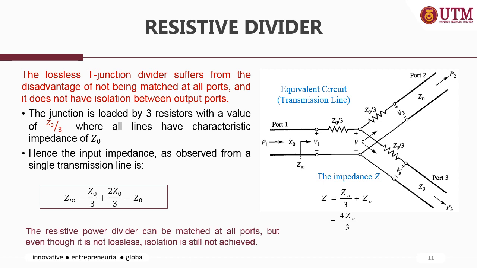Okay, as mentioned here, even the lossless T-junction divider suffers from the disadvantage of not being matched at all ports. So all ports cannot be matched simultaneously, and it does not provide isolation between the output ports, and it's difficult to achieve perfect isolation between the output ports as well. Therefore, the resistive power divider is introduced, in which the junction is loaded by three resistors with a value of Z0 over 3 each, where all lines have the characteristic impedance of Z0. Now the system is matched, so all lines will have the same characteristic impedance of Z0.